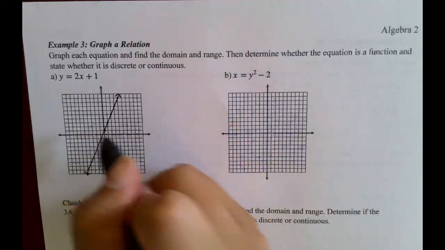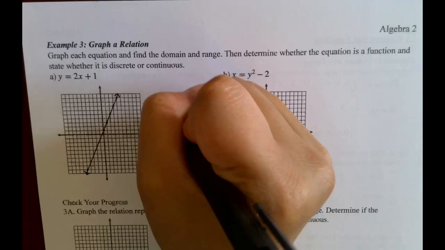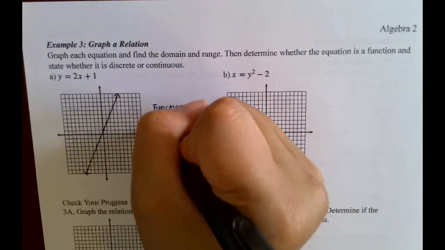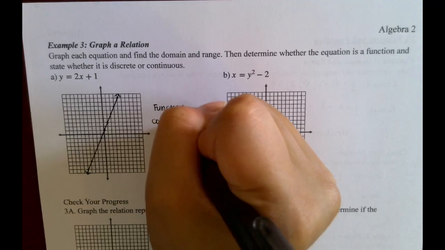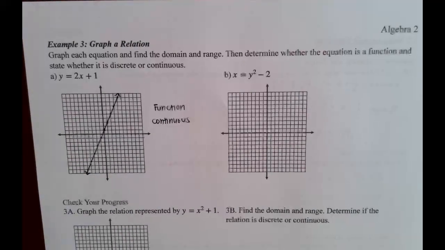Okay. So is this a function? Yes, it is. Passes the vertical line test. Each x value only has one y value that goes with it. And since this is a line and all the points are connected, this is continuous. Okay. Here, the next one, x equals y squared minus 2.